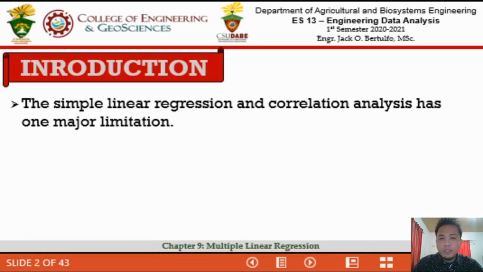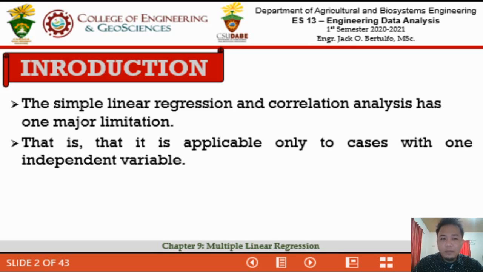Okay, so before we proceed, let me post this statement first: the simple linear regression and correlation analysis has one major limitation. Try to pause for 10 seconds and think what this limitation is. I think most of you or all of you already know. So the answer is that it is only applicable to cases with one independent variable. It's as simple as that. Simple regression is only applicable if you're using one independent variable.